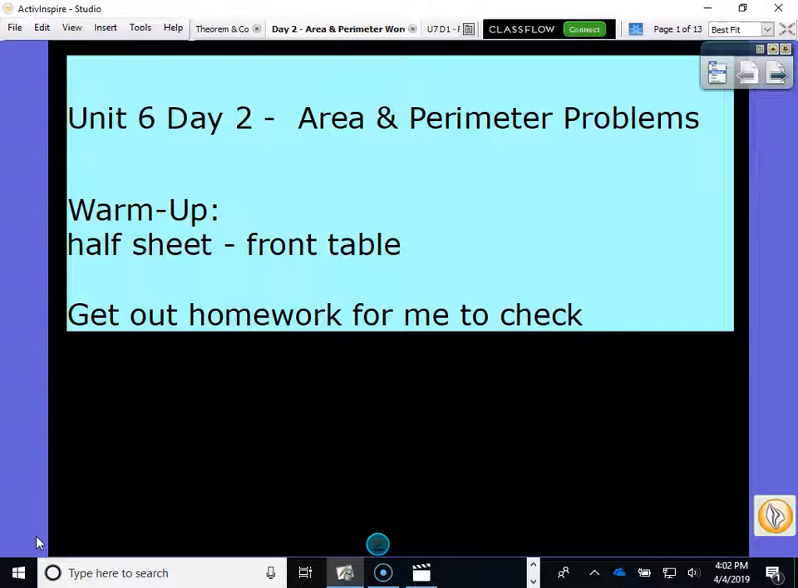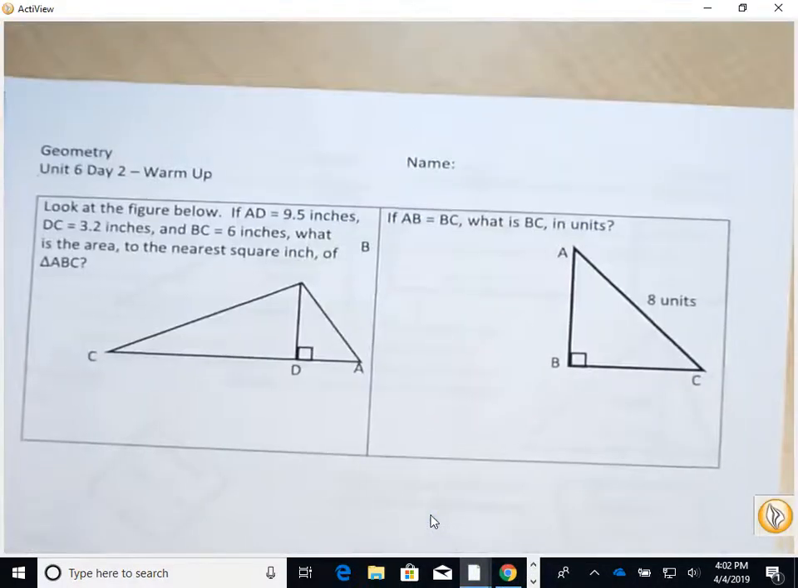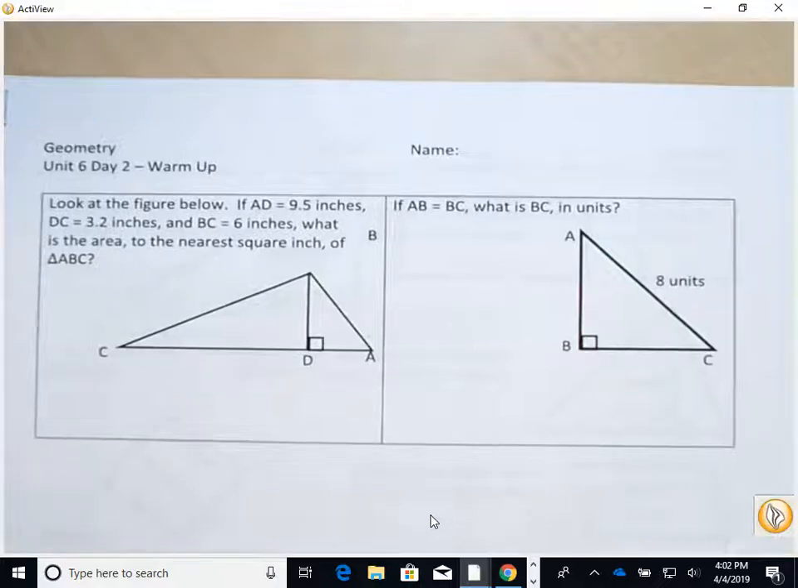Hey guys, this is Unit 6, Day 2, and this is over area and perimeter problems. So we're going to start with our warm-up that dealt with what we covered last class, which was Pythagorean theorem, and we did a little bit of area, but mainly it was just using Pythagorean theorem to find missing sides.